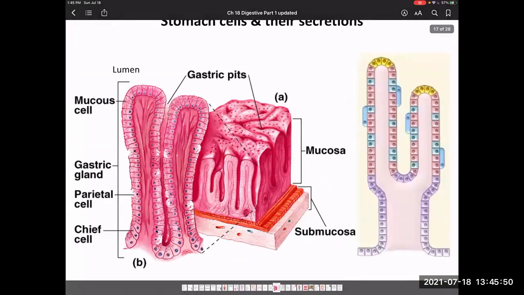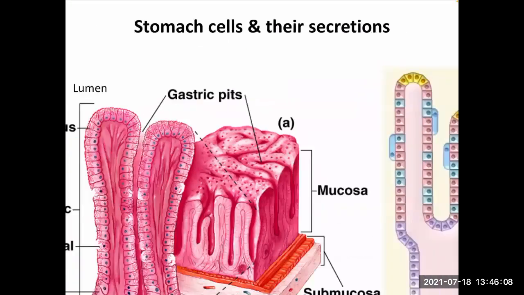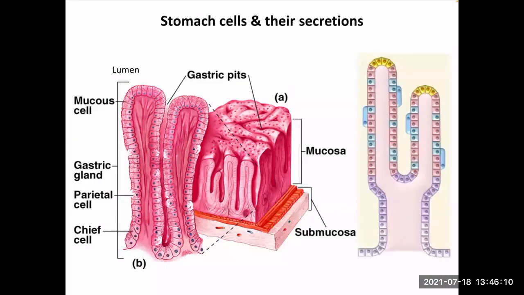So here is a picture of the gastric pit. Here, at the top, you can see between the two extensions called villi, right? You have the gastric pits, and the image that I like the best is this image here.